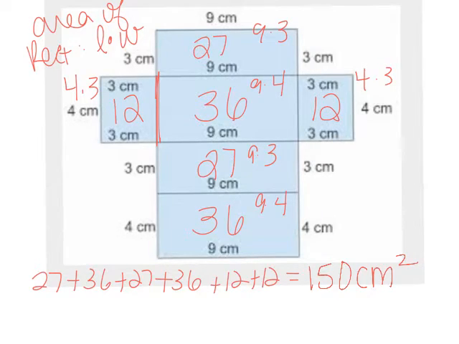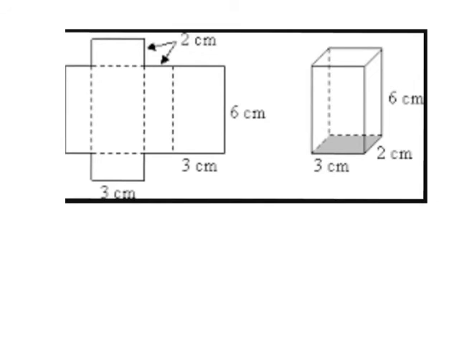Okay, let's look at another one. What we're going to start to do tomorrow is talk about a formula, because you're not usually going to see it unfolded like this. Usually the box is going to look like this. The hardest part of this is identifying the base. That's why we practiced with that in class today.